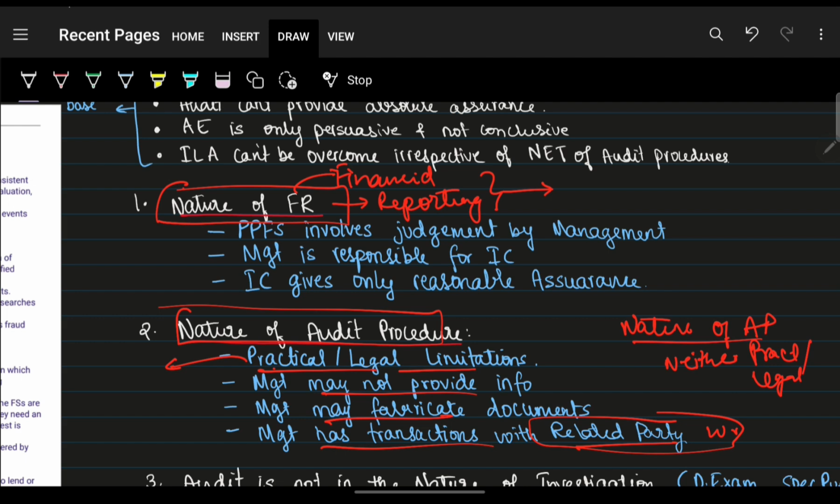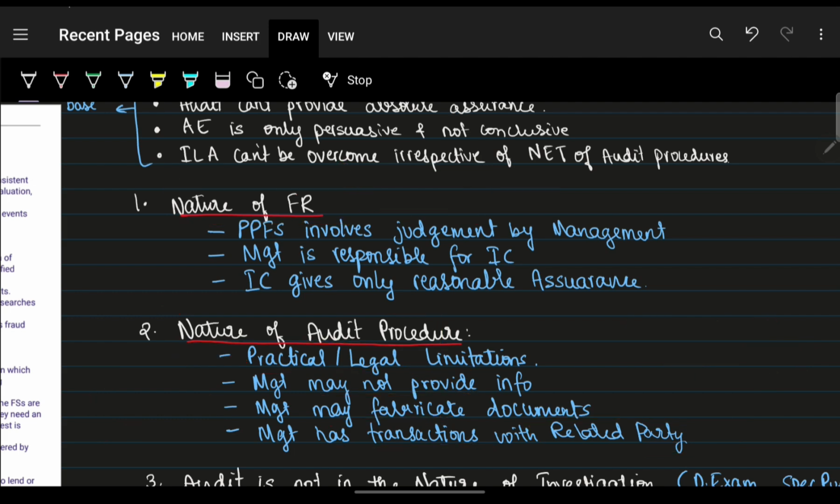What is practical? We cannot check all the transactions due to the size and the nature, right? And there are certain legal limitations because we cannot conduct searches, and we do not have the power to take sworn statements, right? And lastly, the last 3 points are related to the management. The management is not giving information, or giving fake or fabricated information, and they have related party transactions that are very well hidden.